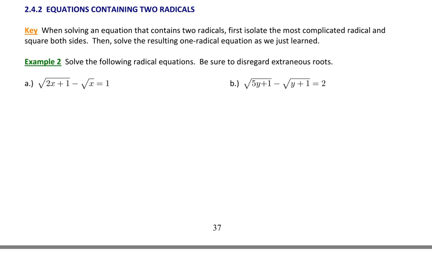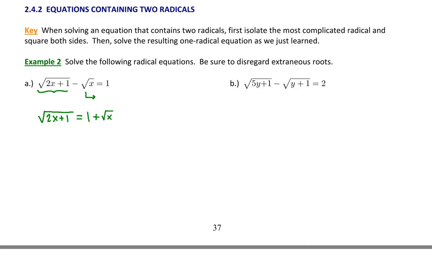Let's try this on example 2. Solve the following radical equations and don't forget to disregard extraneous roots. So in this case, the most complicated radical is our first one. So that's the one I want to isolate. So I'm going to add square root of x to both sides and we'll have our most complicated radical isolated. This gives us square root of 2x plus 1 equals 1 plus the square root of x.